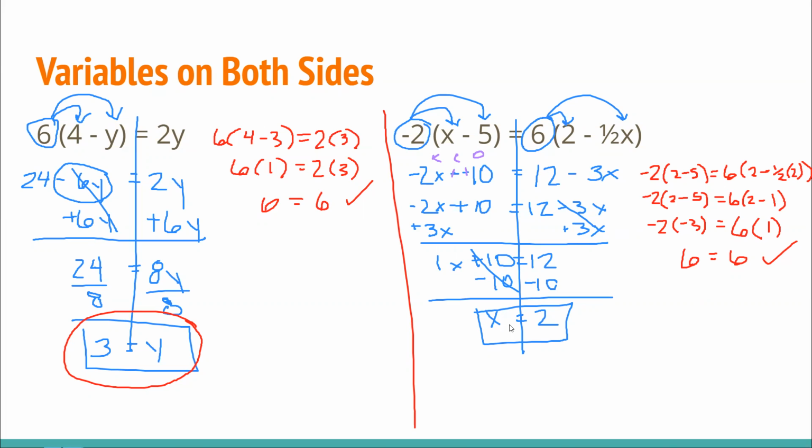And so I know that I'm done with that. But I still have that plus 10. So I have to subtract 10 from both sides to get rid of that and be left with just an x. And then 12 minus 10 gives me a 2. And then I check my solution over here. 6 does equal 6, so I know that I did that correctly.